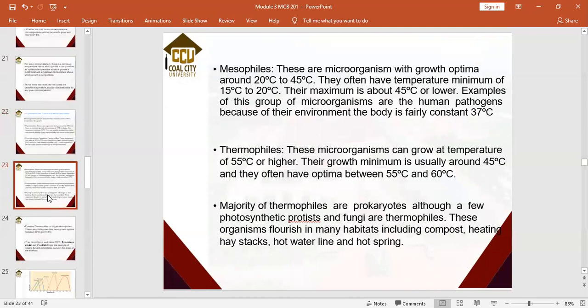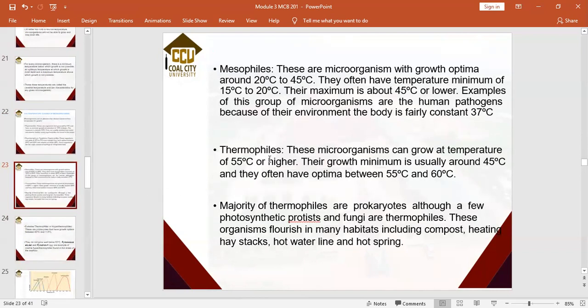Then we talk about the mesophiles, which I mentioned before. So most microorganisms we see around us belong to this group. These are microorganisms with a growth optimum around 20 to 45 degrees centigrade. They often have a temperature minimum of 15 to 20. The room temperature is around 20 to 25. So these are the organisms we see around us. And the body temperature is fairly at 37 degrees centigrade. So this is the mesophile. Most organisms belong to this.